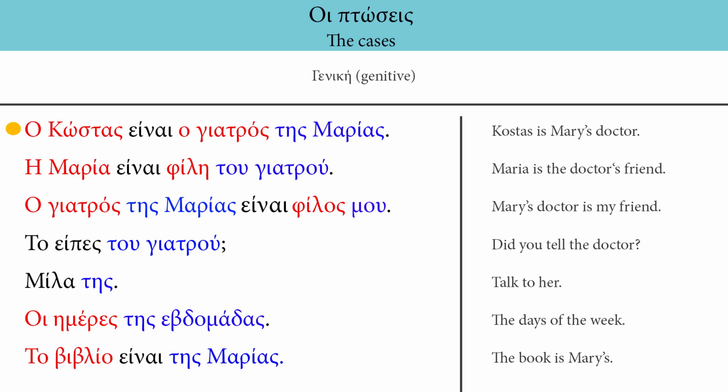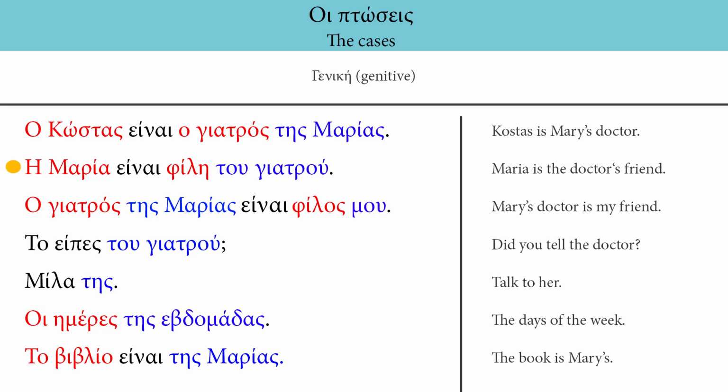Whose doctor? Don't forget that the possessor is in the genitive case. Not the possession, but the possessor. Η Μαρία είναι φίλη του γιατρού. Maria is the doctor's friend. Maria, the subject. Φίλη, the predicate. Του γιατρού, the possessor in the genitive case.